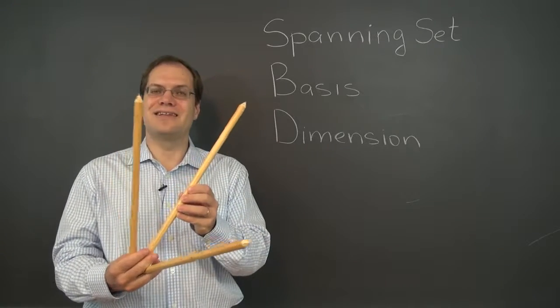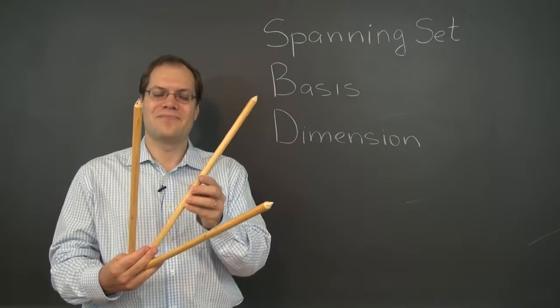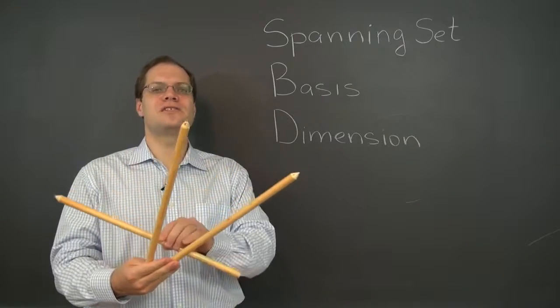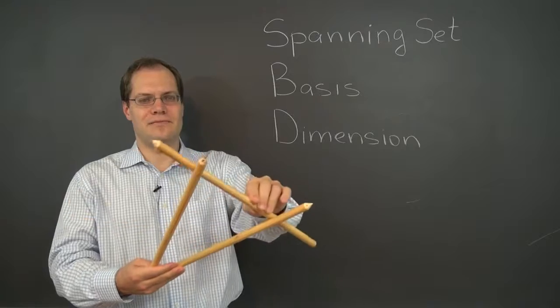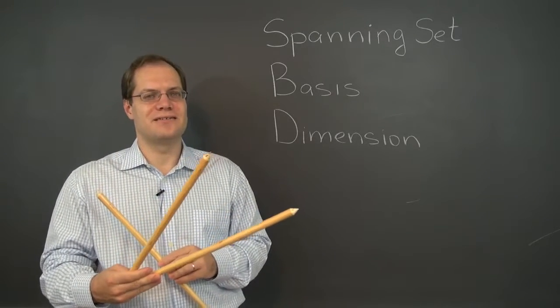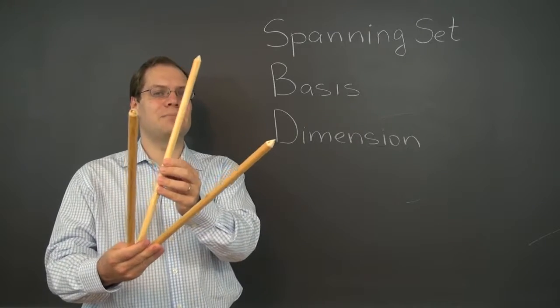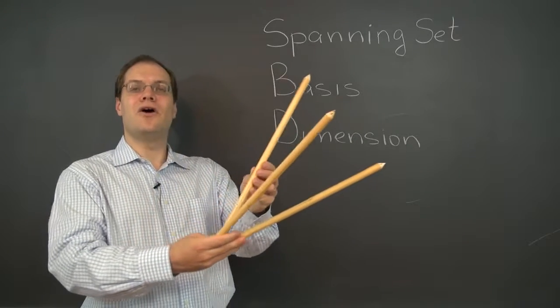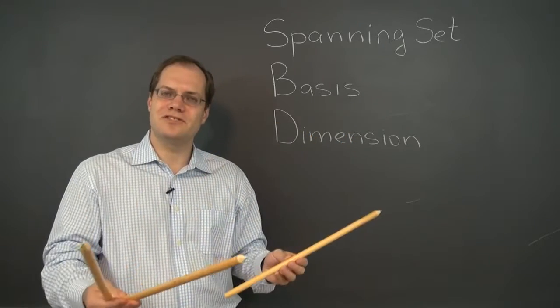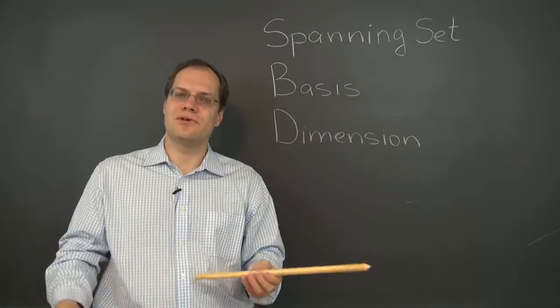In 3-dimensional space, that number is 3. 2 is not enough, because with 2 vectors, you can only express other vectors in the same plane. But with 3 vectors, as long as they're linearly independent, that means they don't lie in the same plane, you can express all other vectors in the space. So in the 3-dimensional space, that number is 3.